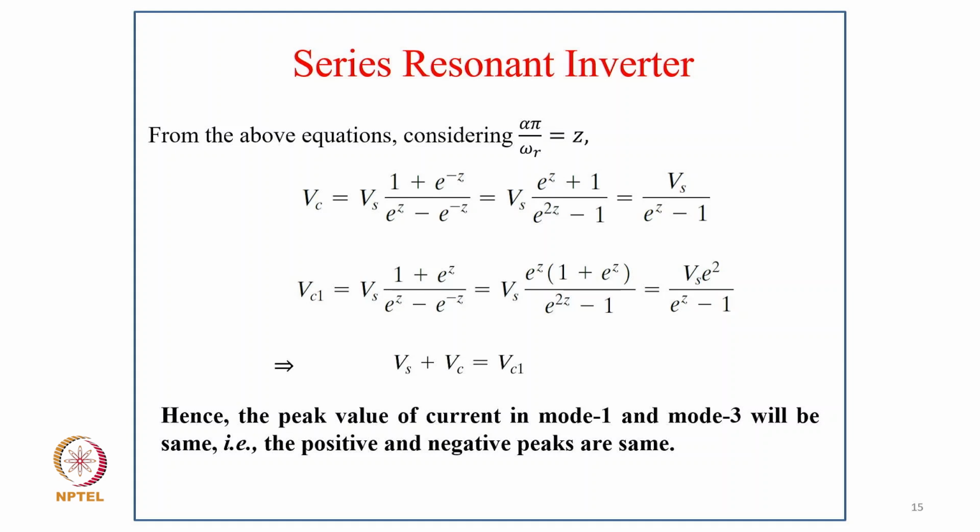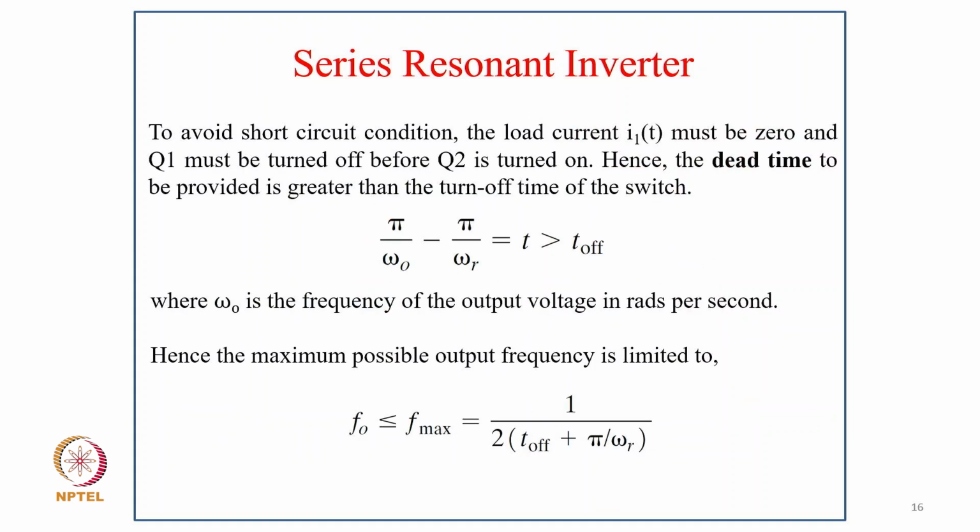And Vc1 becomes Vs (1 plus e to power Z) divided by (e to power Z minus e to power minus Z), equal to Vs e to power Z (1 plus e to power Z) divided by (2 e to Z minus 1), or equal to Vs into e to power 2Z divided by e to power Z minus 1, where Vs plus Vc equal to Vc1. So hence the peak value of current in mode 1 and mode 3 will be the same, that is the positive and negative peaks are the same.